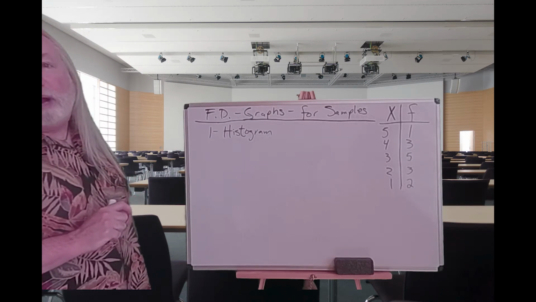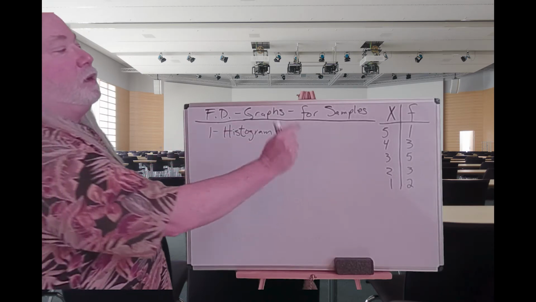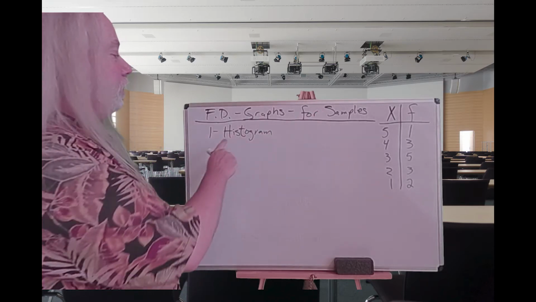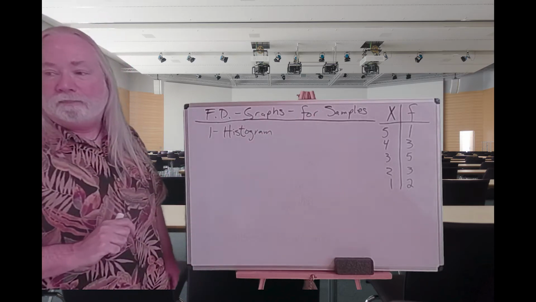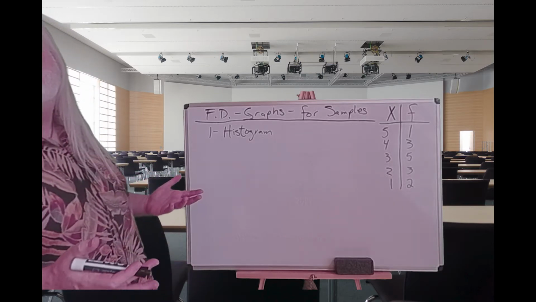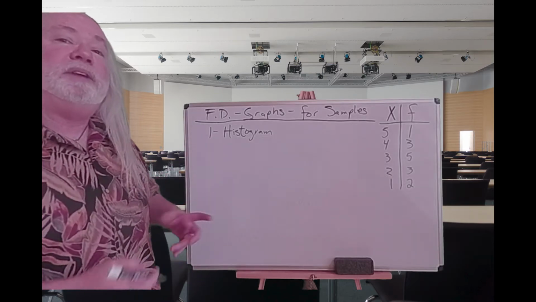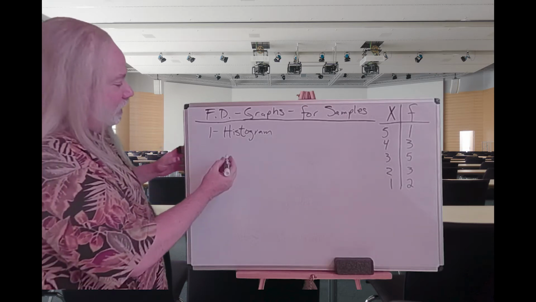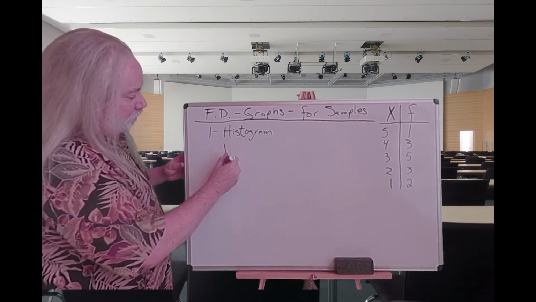So the first type of graph we're going to make for this data, assuming that it came from a sample, you can see is called a histogram. So the first thing we do with a histogram is the first thing we did basically when we were doing a table, we've got to get our workspace set up. So the first thing we want to do is build a blank graph.